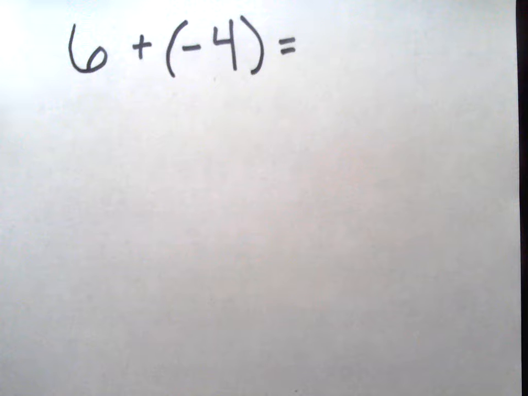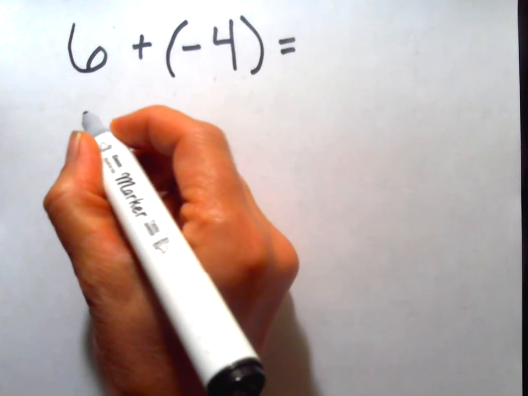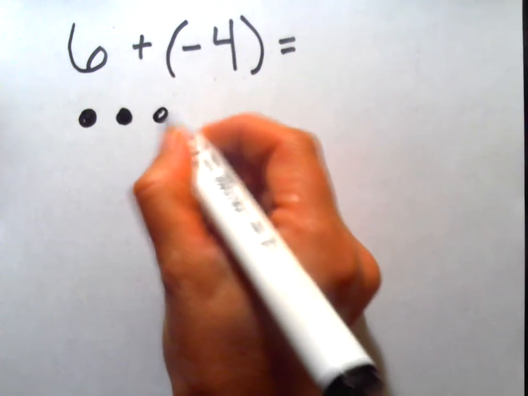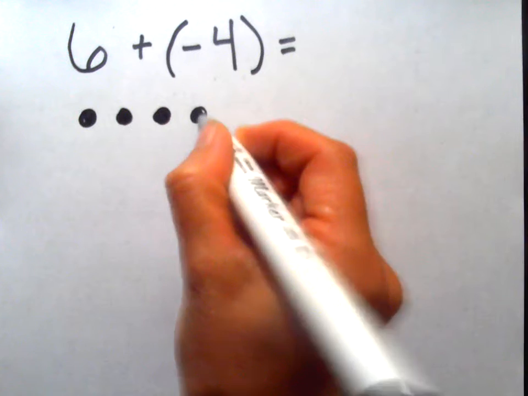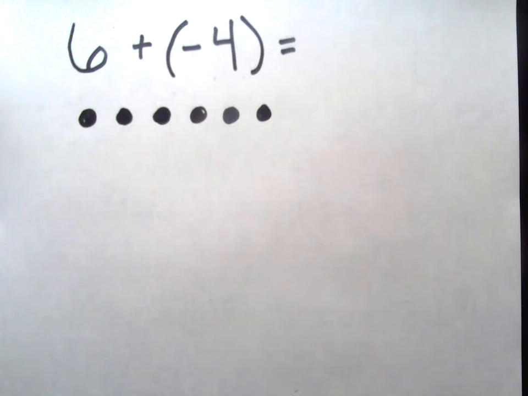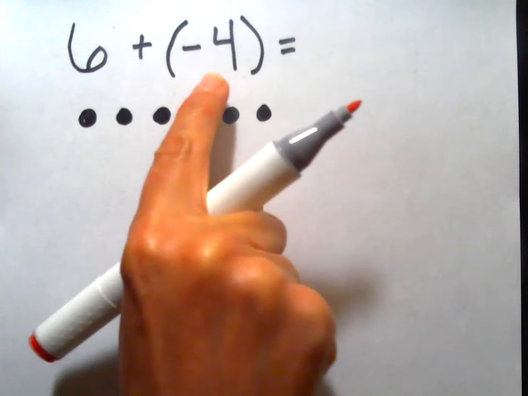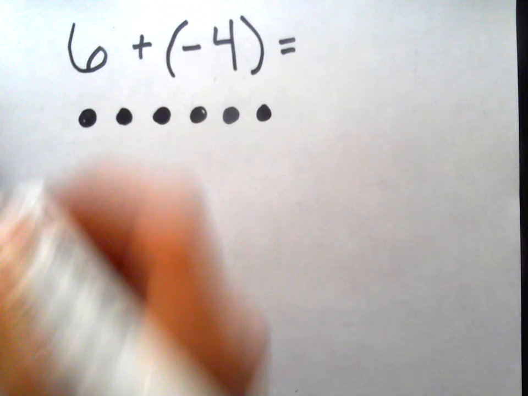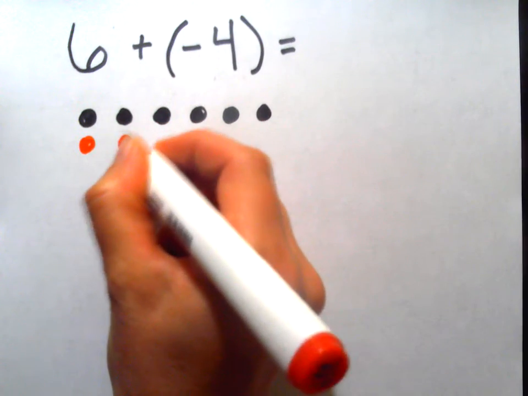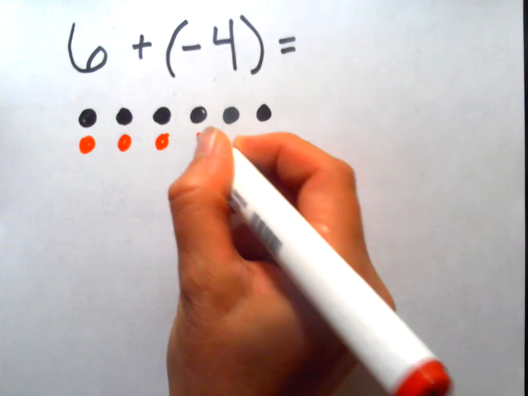Let's start by looking at the chip model. I have a positive 6, so I'm going to make 6 black dots. 1, 2, 3, 4, 5, 6. That represents my positive 6. And then I'm going to need red for negative 4. And I'm going to make 4 red dots. 1, 2, 3, 4.